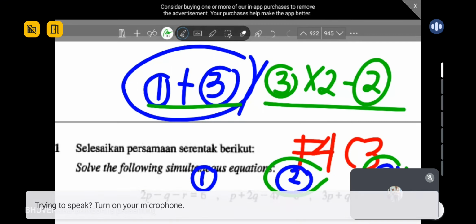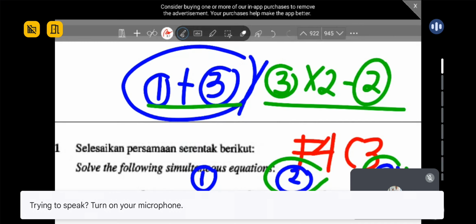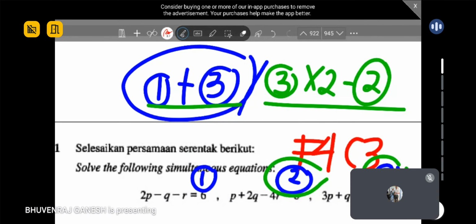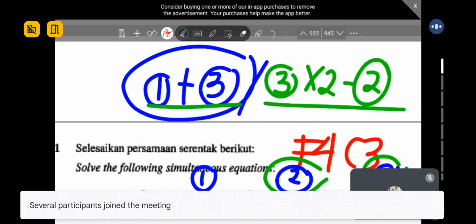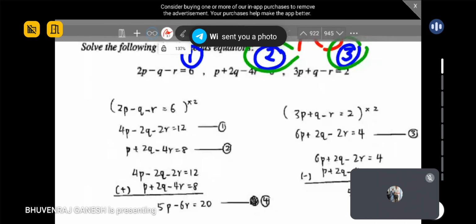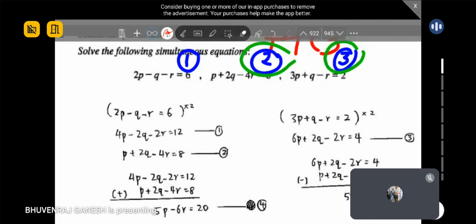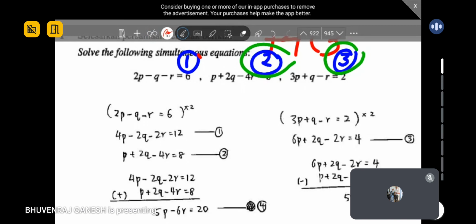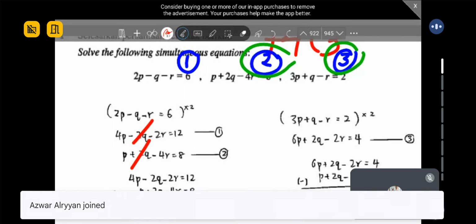Alright? Actually, there are many ways. Ada banyak cara kita boleh selesaikan soalan ni. Ini hanya satu cadangan sahaja. This is only one suggestion. You can have other ways also. So you can see the example. For this method, mereka cuba kali yang pertama dengan kedua. They times equation 1 by 2, and then they also eliminate Q. Mereka hapuskan Q juga kat sini.